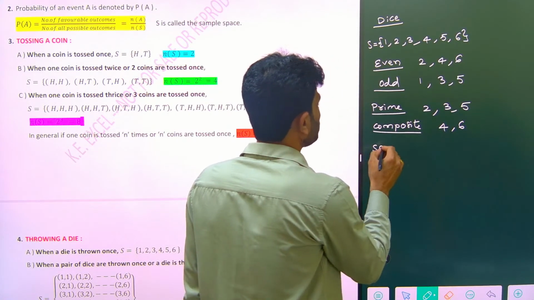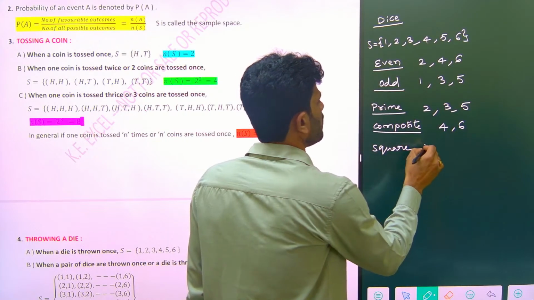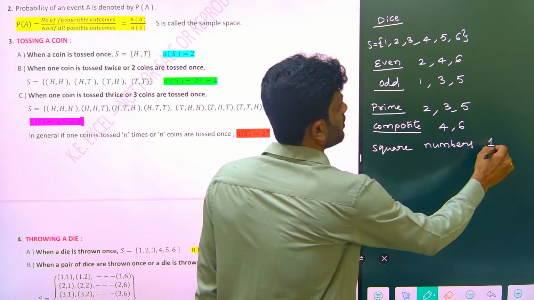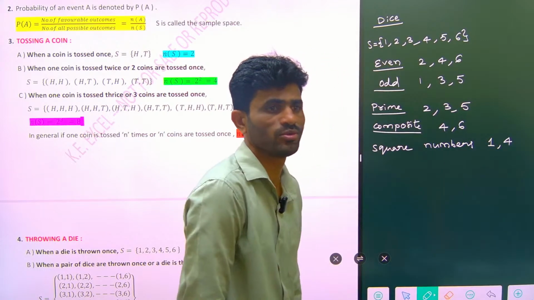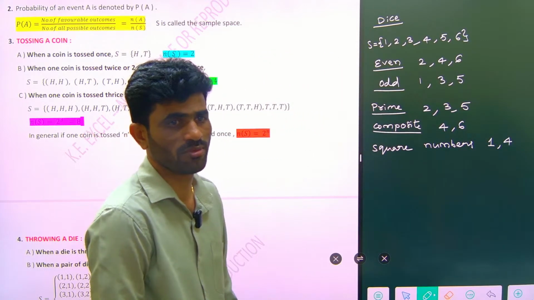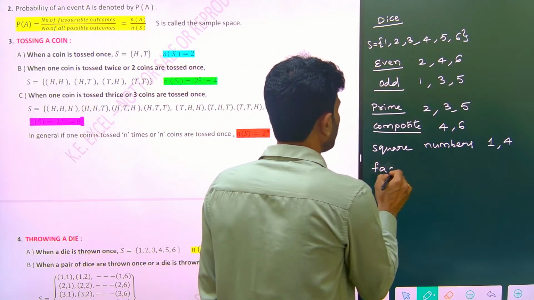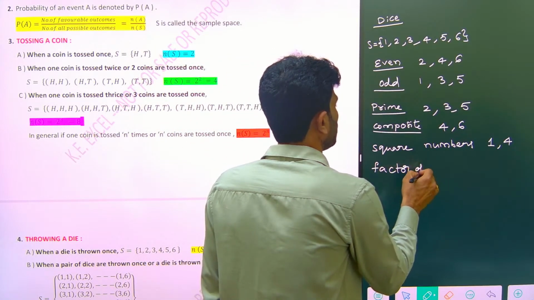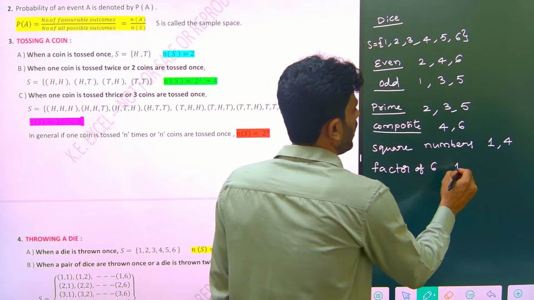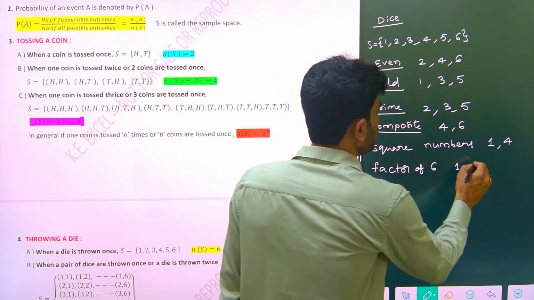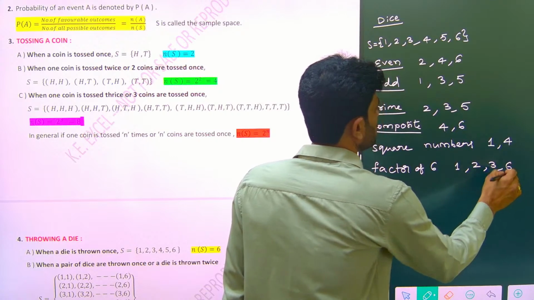Then square numbers: only 4, not 1? See, because of these mistakes only you lose marks. 1 is also a square number there. 1 and 4. For example, factors of 6: 1, not only 2. 1 is also a factor. 1, 2, 3, 6 are the factors of 6.